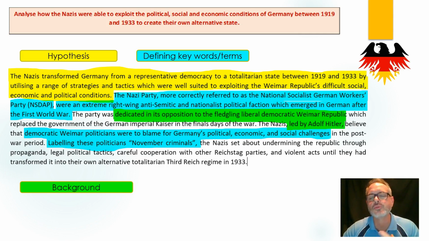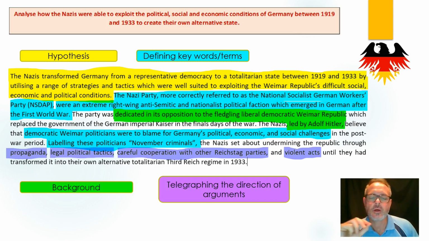So let's see how the arguments are all tied together, and it's important that it all sits cohesively together. In this bit of shading, you can see that when I'm arguing how the Nazis were able to exploit, I'm going to say they did it through propaganda, legal politics, careful cooperation with other political parties and powerful men, and I'm going to use violent acts as one of my arguments. So in a way, I've got 4 arguments. Now, I might end up combining these, but my reader now knows that those are the ideas that should follow through later in the essay.